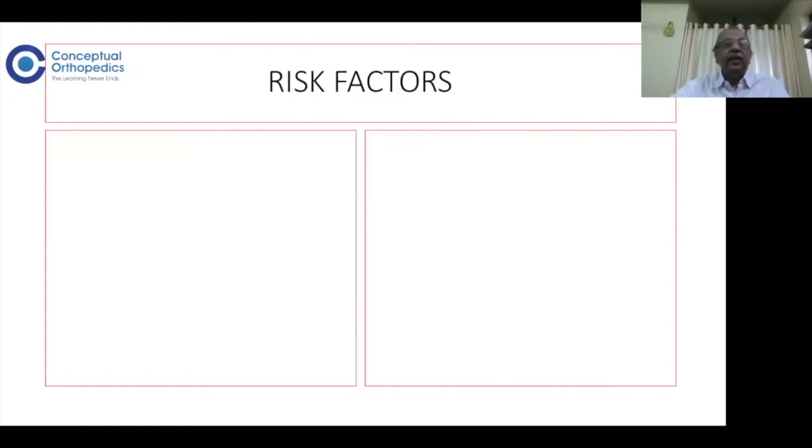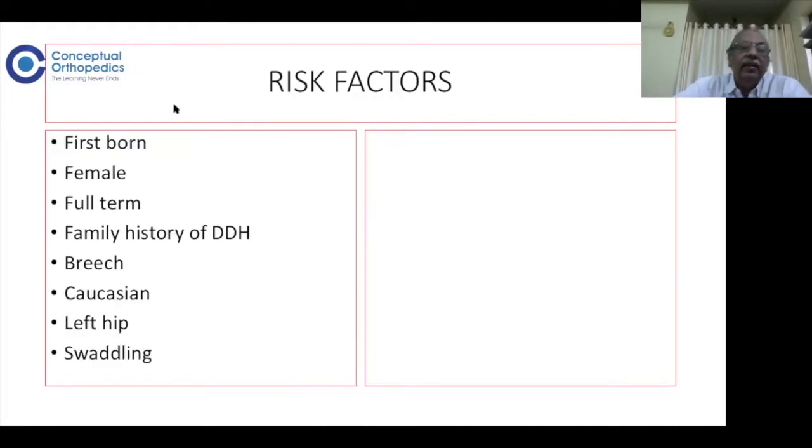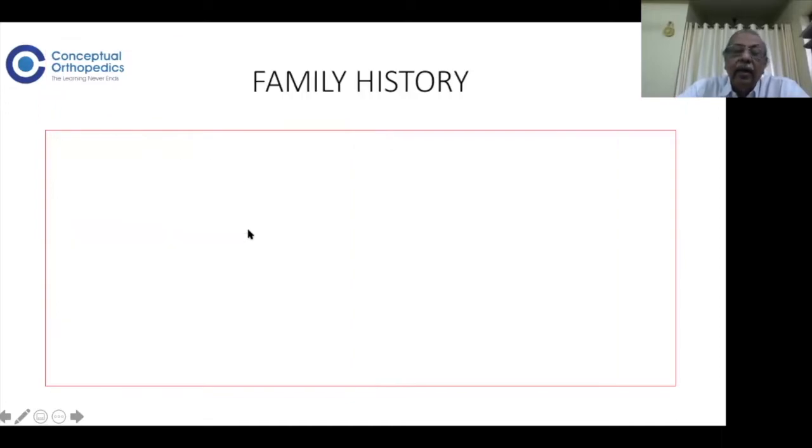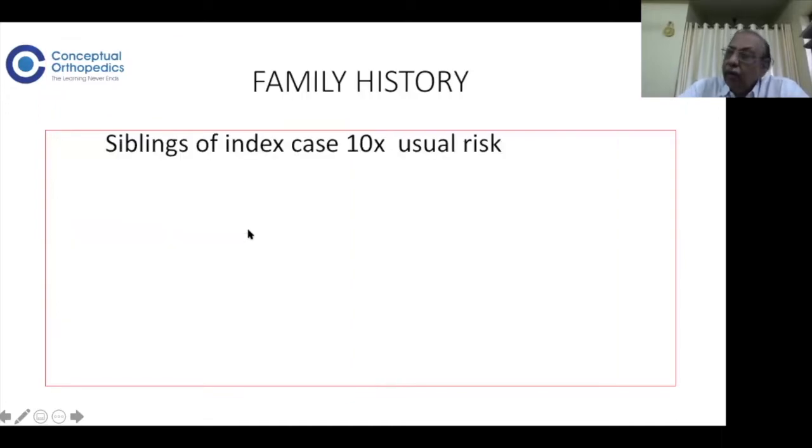Looking at the risk factors again, these are the risk factors that are mentioned in the literature: firstborn, female, full term, family history of DDH, breech, Caucasian, left hip, and the history of swaddling. But AAOS found that the significant ones out of these are the breech presentation, the family history of DDH, history of clinical instability, and swaddling. These are the 4 things that are very important, and all these should undergo an ultrasound evaluation.